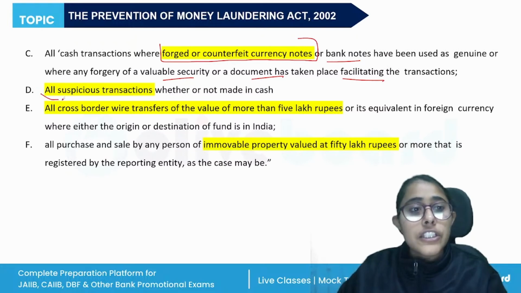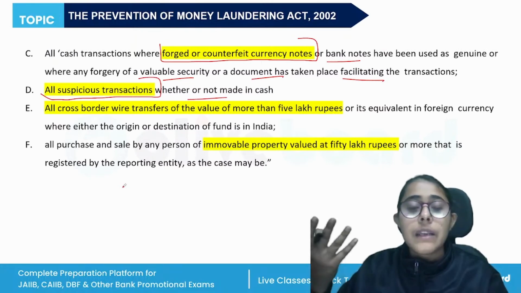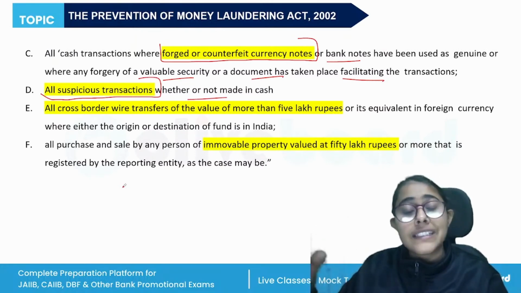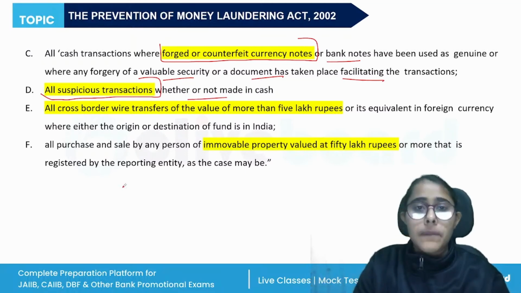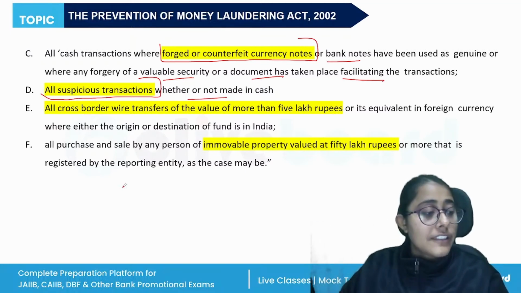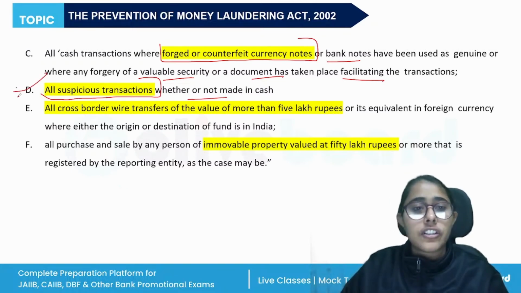All the suspicious transactions, whether or not made in cash. Now, if the bank officers or the reporting entity have a doubt that this person might be involved, this person has a past record of some illegal activity, so they might be involved in money laundering activity as well. So all the suspicious transactions will also be reported, whether or not made in cash.